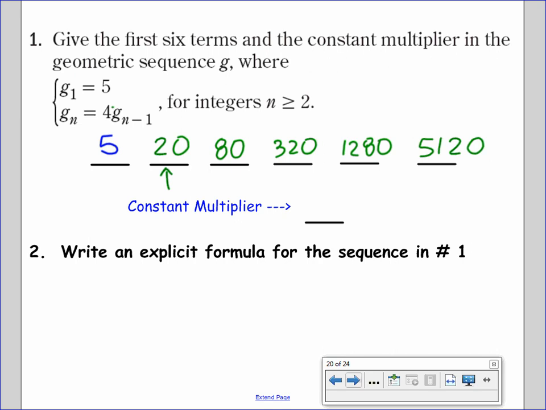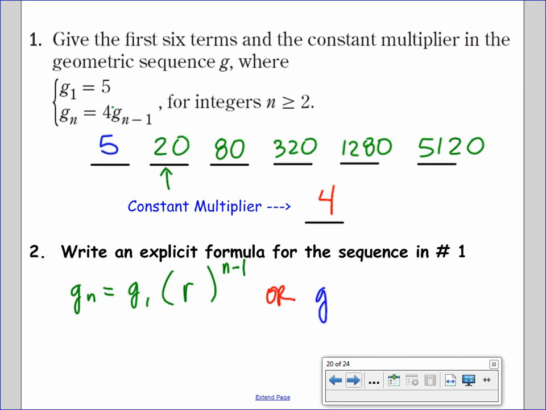What's my constant multiplier here, Carson? 4, absolutely, good. All right, now let's go ahead and write an explicit formula for the sequence in number 1. We've got two forms, you guys. We could say g sub n is given by g sub 1 times my constant ratio r to the n minus 1.